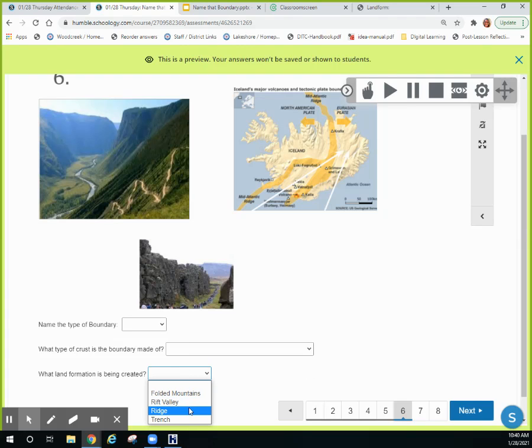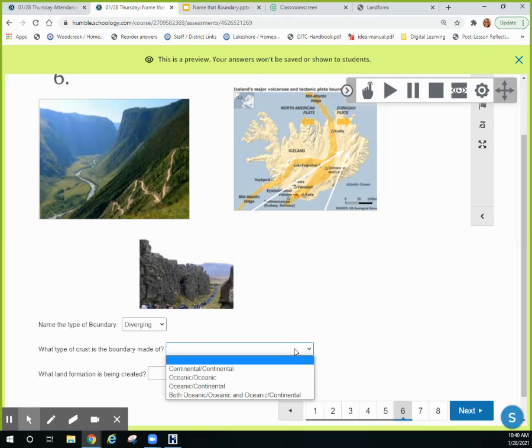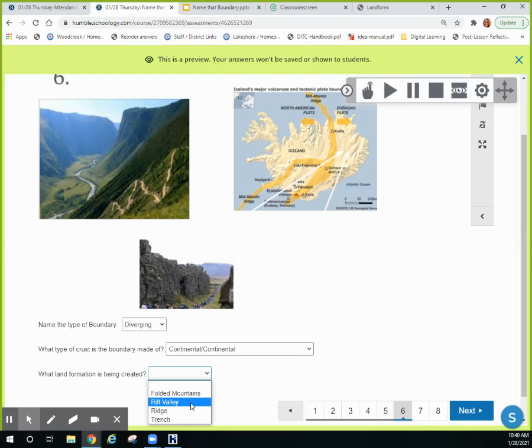Is it folded mountains, a rift valley, a ridge, or a trench? We have a deep valley, and these two arrows are pulling apart from each other. Okay, so these arrows tell us that the boundaries are moving away, they're dividing, which is a divergent boundary. And if we look at our images, all I see is land and land. So this is telling me that land is dividing, so our crust is continental, continental. And this always makes a rift valley. If it looks like a big valley on land, then rift valley will be your answer.